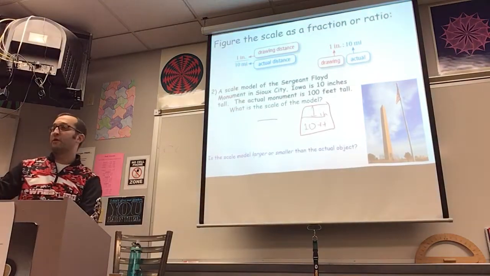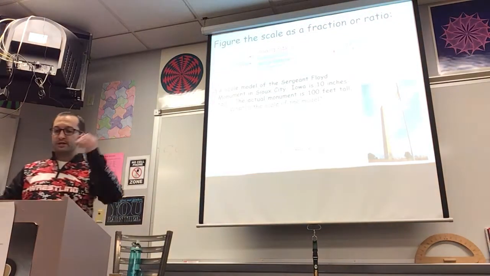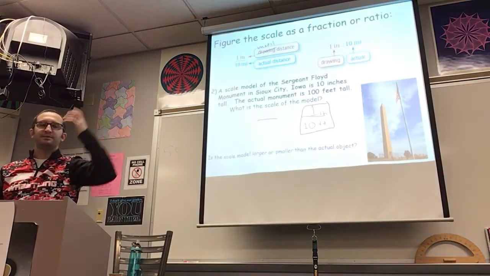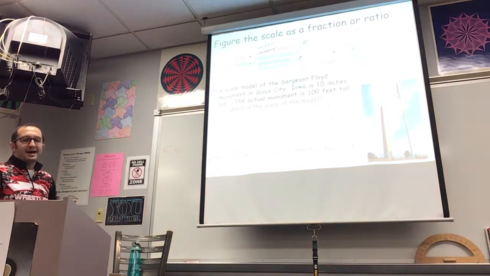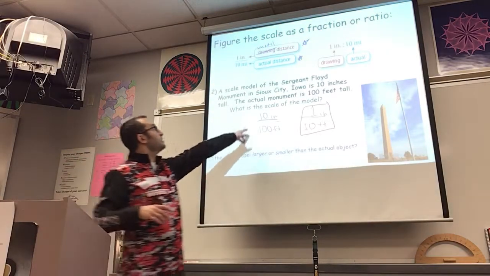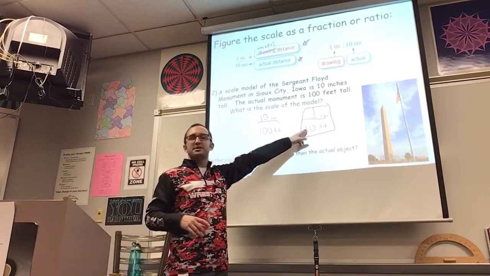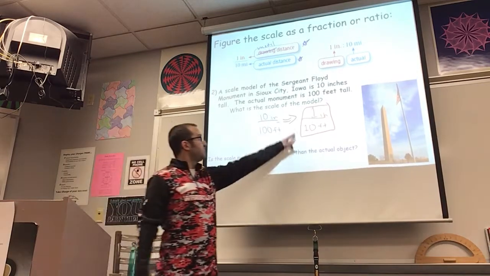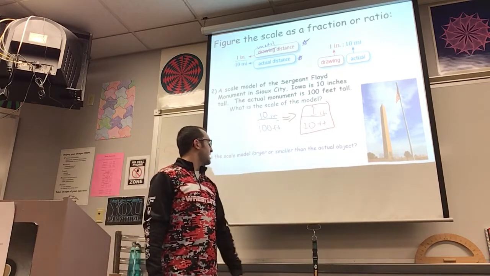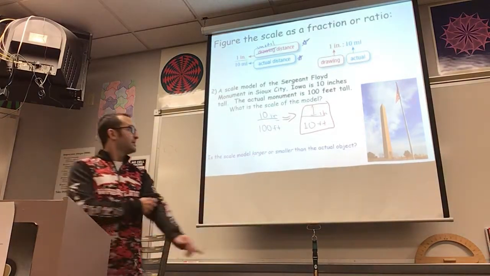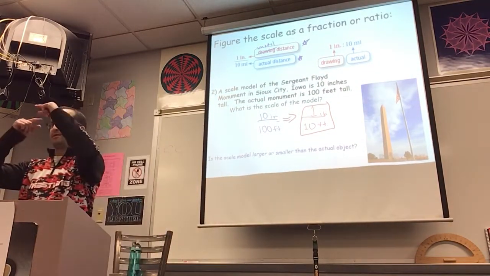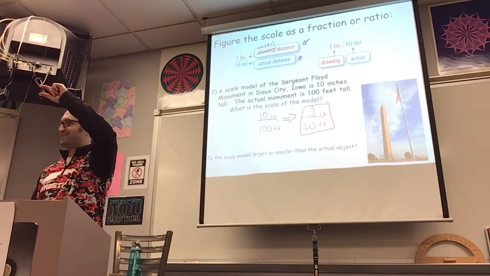Well, what's the first thing we need to look for? The drawing distance, or in this case, the model distance, right? Because it's not a drawing, it's a model. It's like a gift shop model. And that is going to be what? 10 inches over 100 feet, because we have our model distance over the actual distance, and that is going to simplify, right? We can simplify that to be 1 inch over 10 feet. And we need to have our units here because is the model larger or smaller than the actual object? Yeah, it's 1 inch to 10 feet. It's important. It's 1 inch that represents 10 feet. Okay?